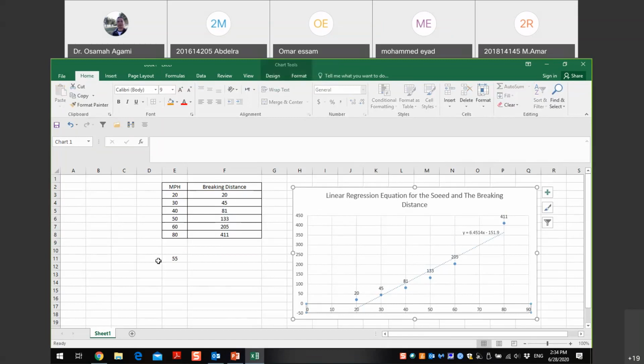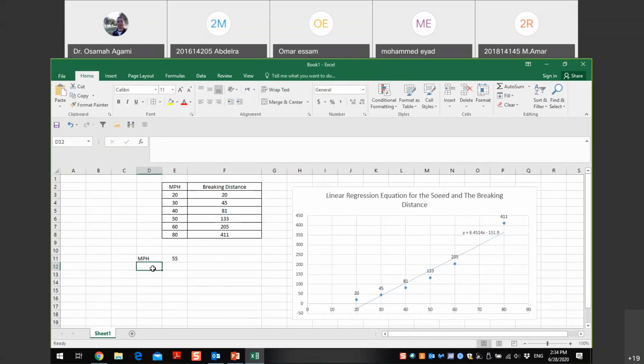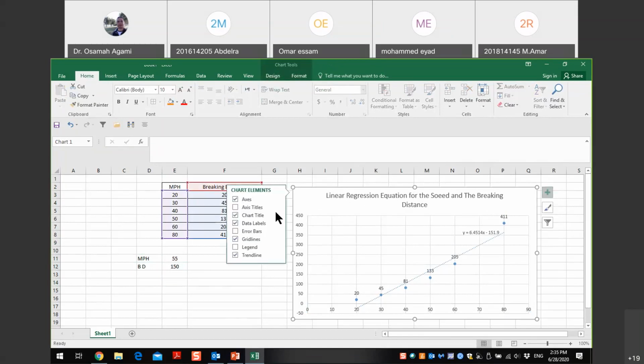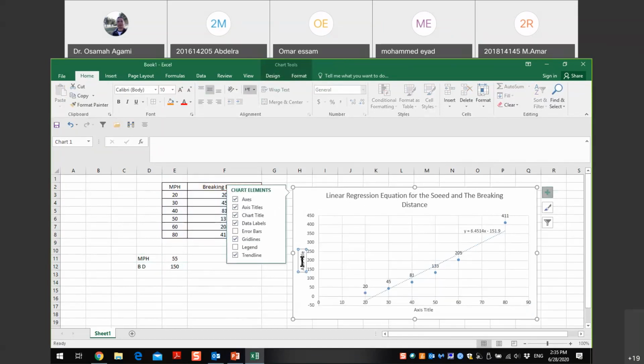Also, if I give you the braking distance, say I gave it to you 150. 150 is not one of your braking distances, right? So it is better to give a title for the axis, right? So go here and make axis title. Just to know this is what? This is the miles per hour, the speed. Yes, this is the speed.